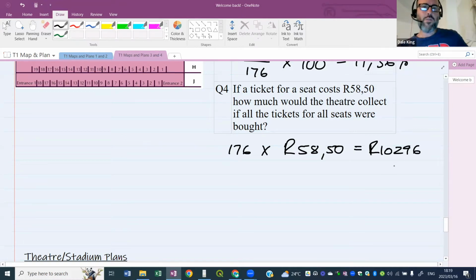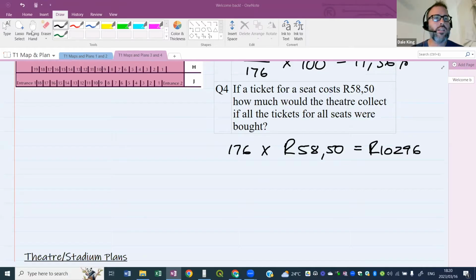That's a lot of money for one show, hey? And I'm sure ticket prices for shows are even more than 58 Rand. So if you have a theater like this one, you actually can make quite a lot of money. Guys, we're in the wrong business. We should build our own theater. We're in the wrong business here. All right. That seemed very easy for you guys.